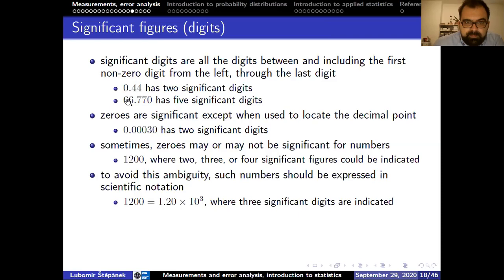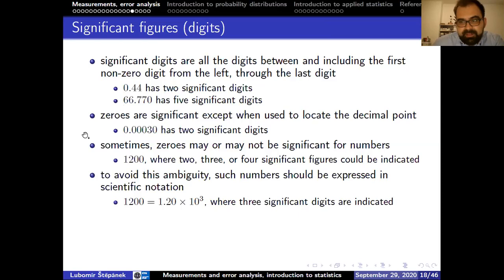The second example, 66.770. So first non-zero, 6677, and through the last digit. The last digit here is 0, but don't be mistaken, it's still significant, because through the last digit, we don't care if the last digit is 0 or a non-zero digit. So 1, 2, 3, 4, 5. It has 5 significant digits. Also easy.